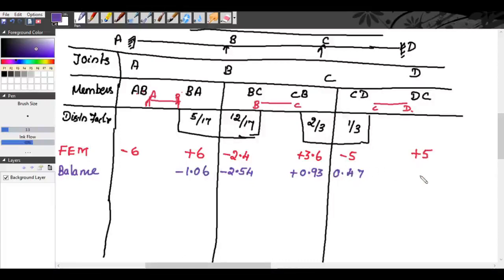Now, since the ends are fixed supports with only one member, we don't have any distribution factor and we don't have any moments here. Now we see our first iteration is over.